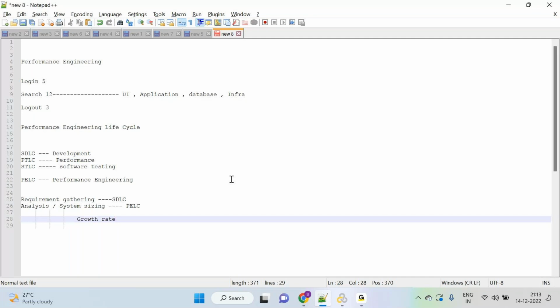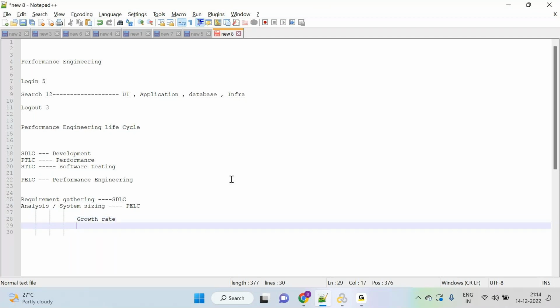Because of the growth rate of the application, is there any requirement that has to be changed? Is there any provision in your application, so that in future if you are getting too much traffic, the application has the capability to withstand it or not? All those things you have to discuss during the early stage itself. Okay. So that is actually the growth rate.